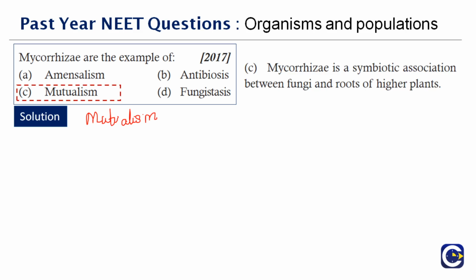Okay, so the association will predominantly be between a bacteria and a fungi. Sometimes it is between the fungi and the roots of the plant. It can be an association in a lichen, an algae and a fungi. All that is an example of symbiotic relationship.